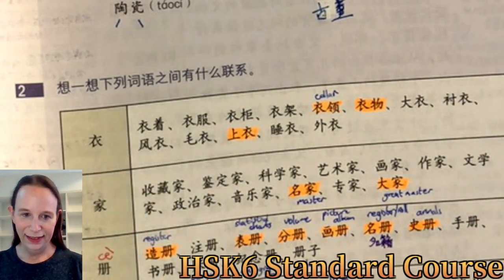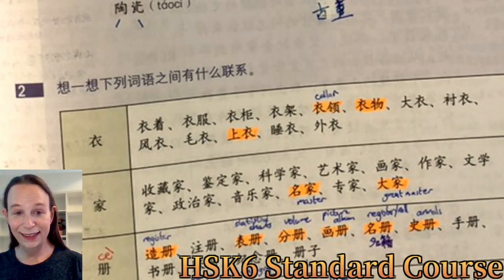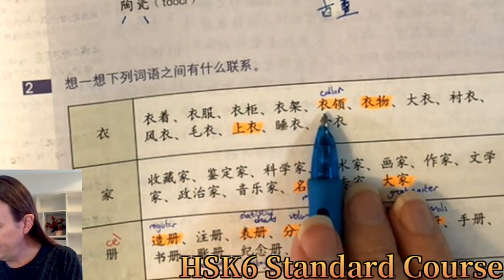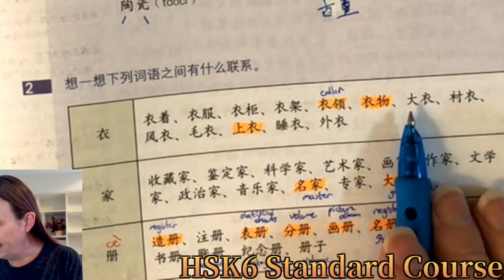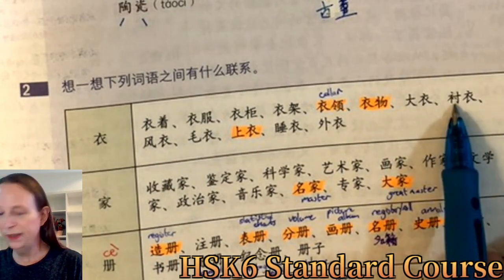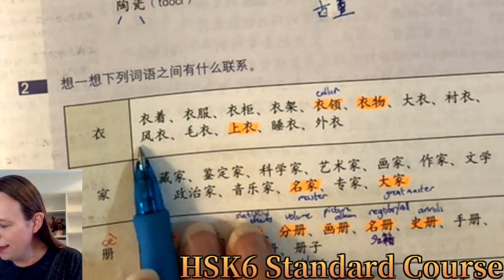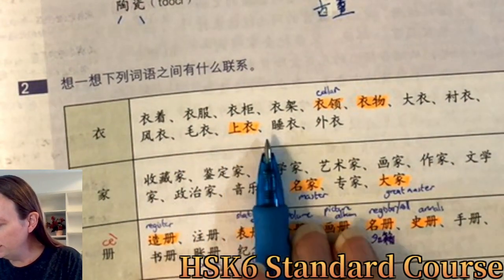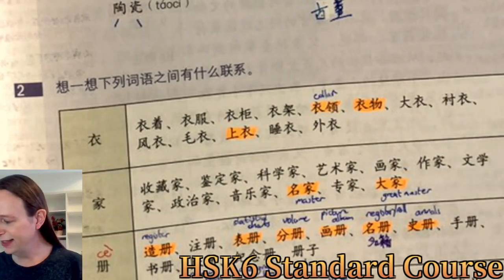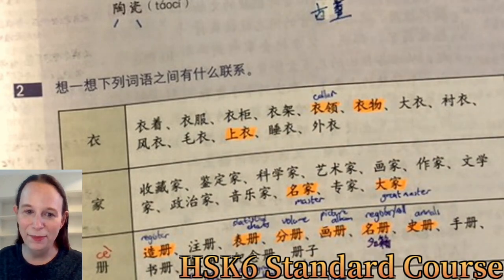衣, pertaining to clothes. 衣着、衣服、衣柜、衣架、衣领、衣物、大衣。What's this one? Is this 衬衣? 衬衣 yeah, 衬衣。风衣、毛衣、上衣、睡衣、外衣。Yeah, you get the idea. A lot of them are just using it as a suffix. So like 睡衣, sleeping clothes. Yeah, pajamas.